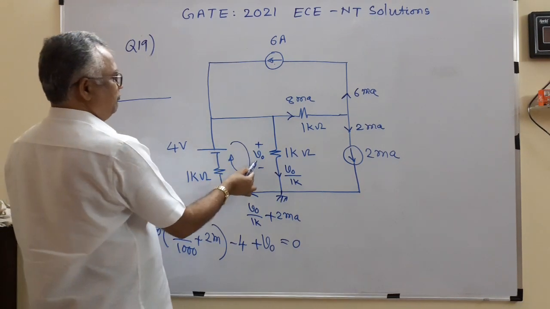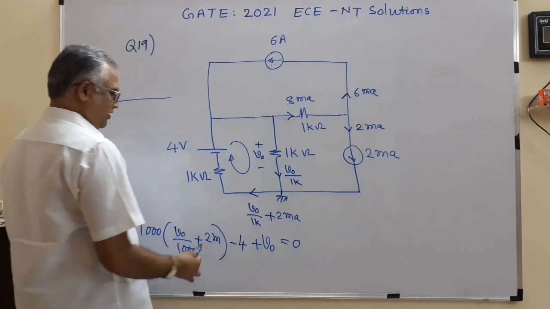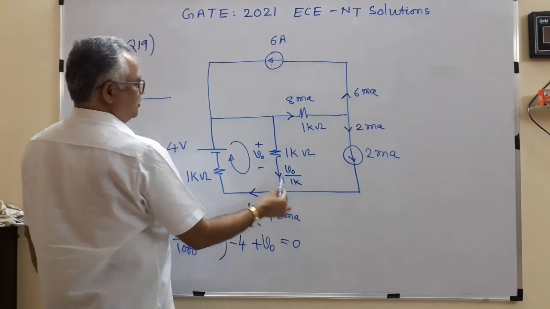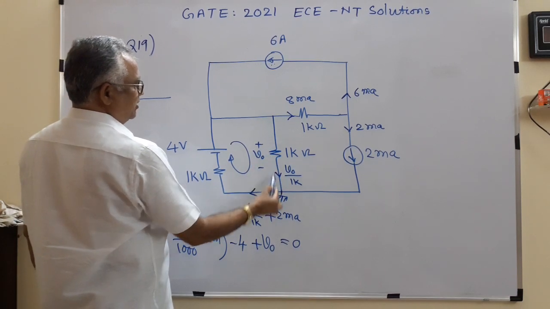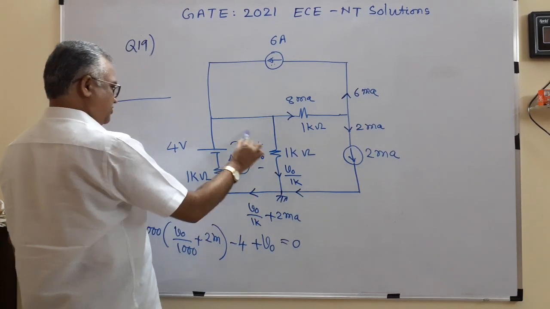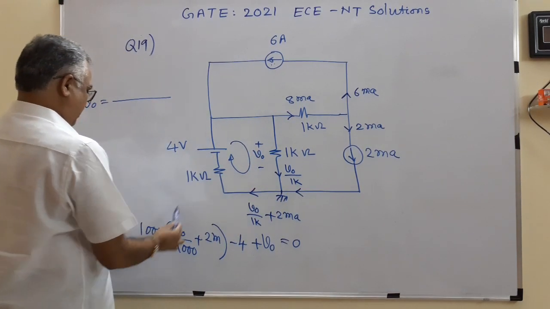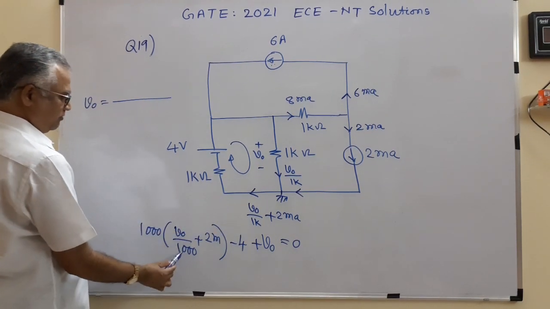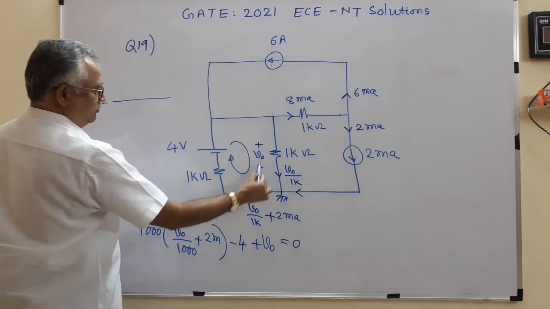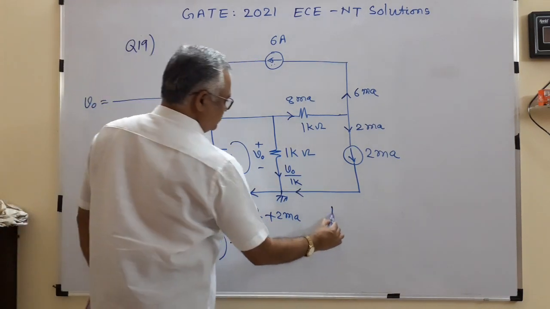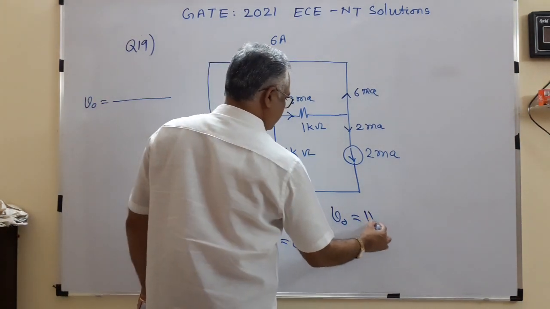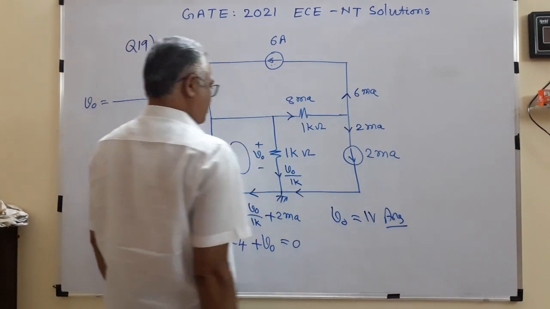Here the question is to find V naught. Because of current sources, I am preferring mesh analysis. This current is 2 milliampere. V naught across 1K, the current downward is V naught by 1K. Both are added up and going here. So I write this mesh equation: 1K into V naught by 1K plus 2 milliampere, then minus 4 plus V naught equal to 0. Solve for V naught, you will get 1 volt. So that is the answer.